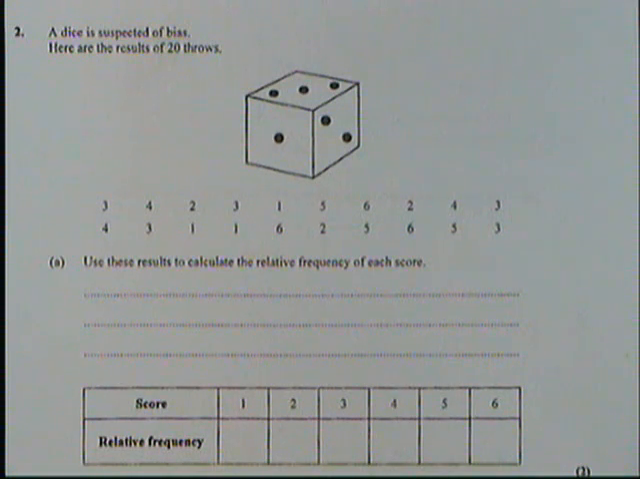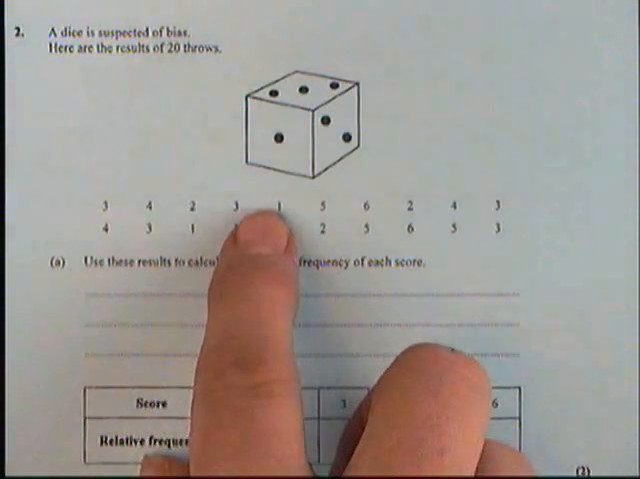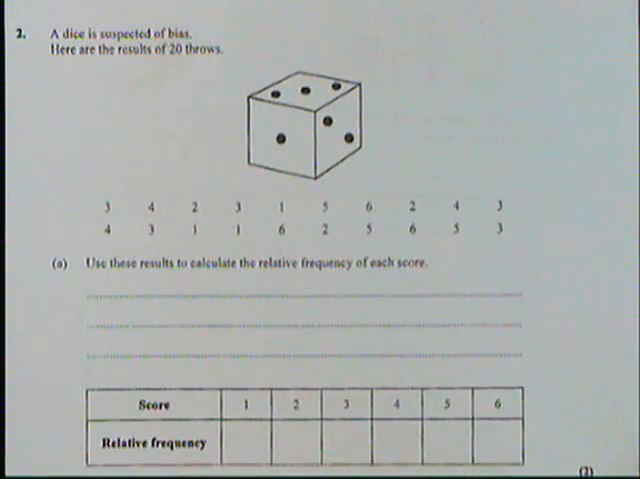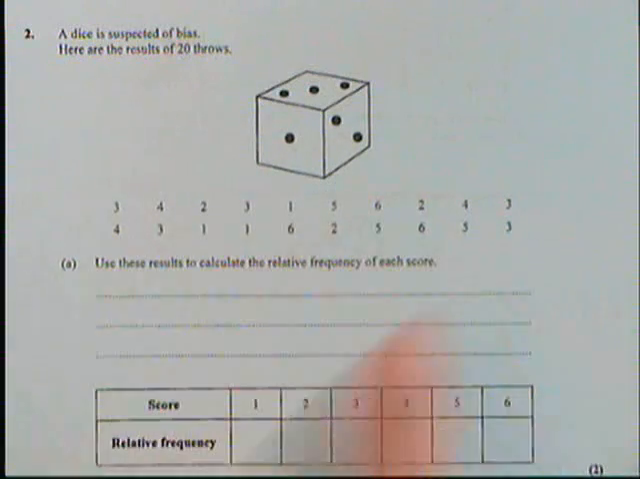Okay, we're going to do question 2, and this question is to do with relative frequency. Now, relative frequency is just experimental probability. So it's just the probability that you get once you've done an experiment. Now, in this question, a dice has been thrown 20 times, and the number that was got has just been written down. So there are 20 numbers because they've thrown the dice 20 times.